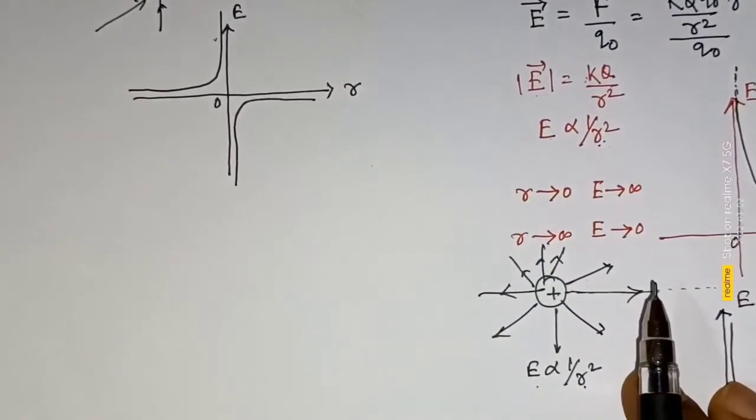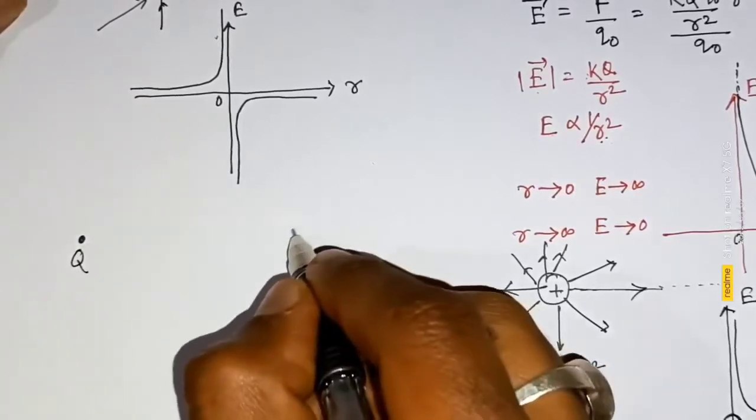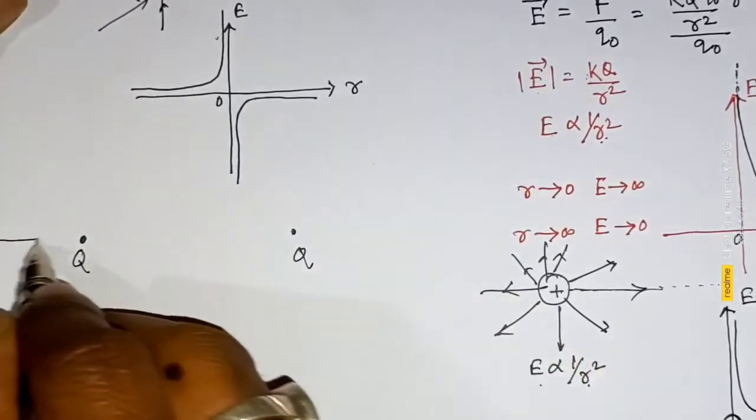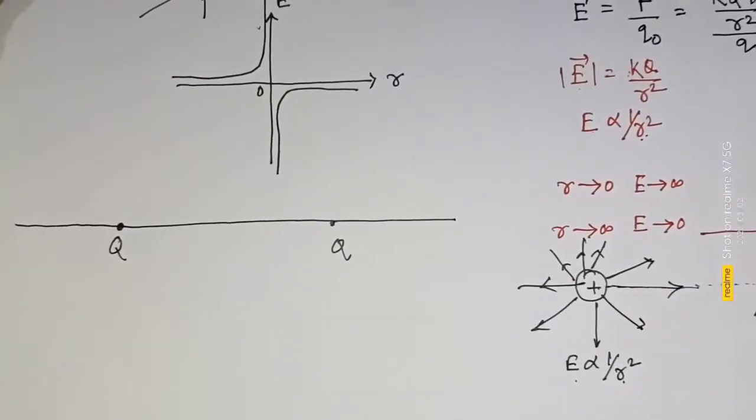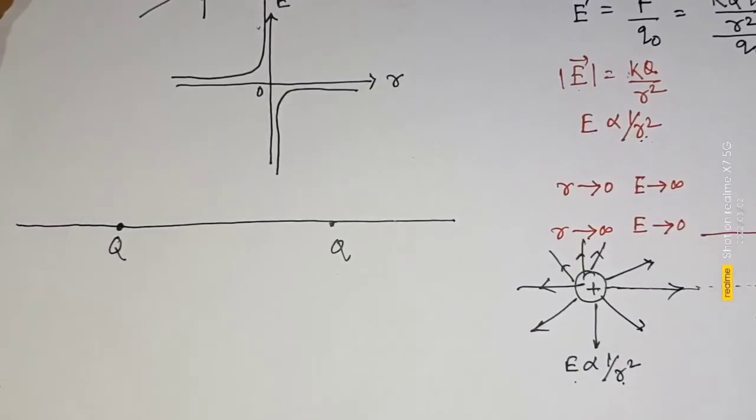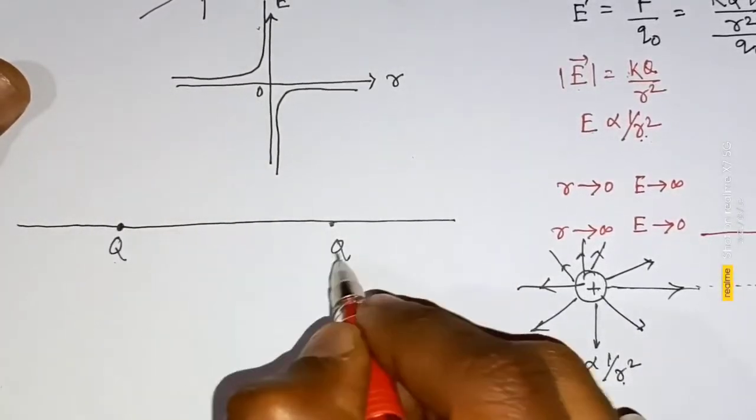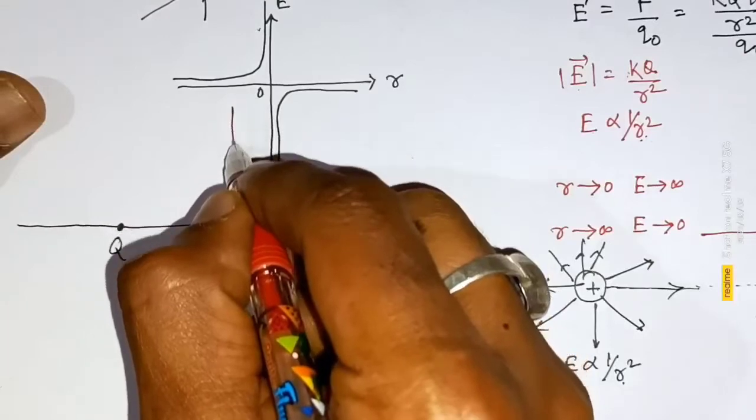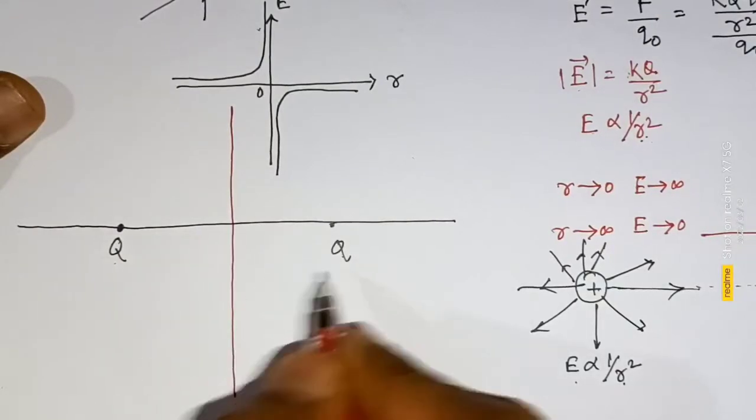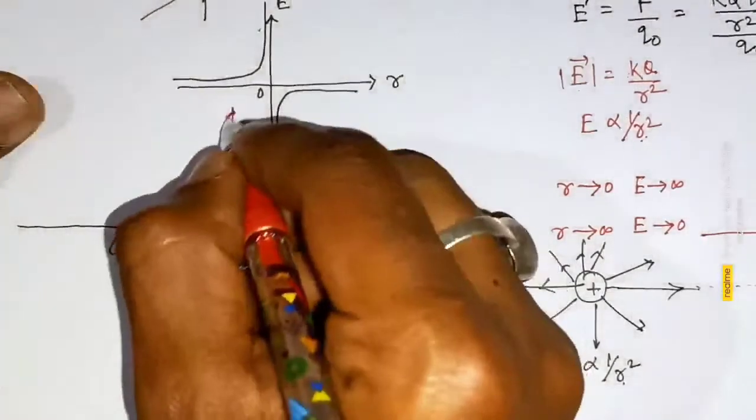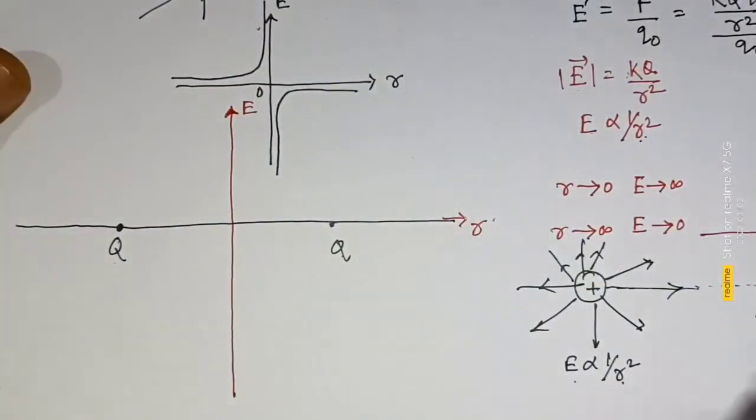Let me discuss some of the other examples. Suppose this is a charge q and this is a charge q. Both are positive charges, and someone can ask you to plot the electric field versus r, or you can say the electric field versus x graph. If you observe carefully, this is q, this is q. I just divided exactly at the mid. I can say this distance is r. Now the question will ask you to plot the E versus r graph. A little analysis is necessary here.